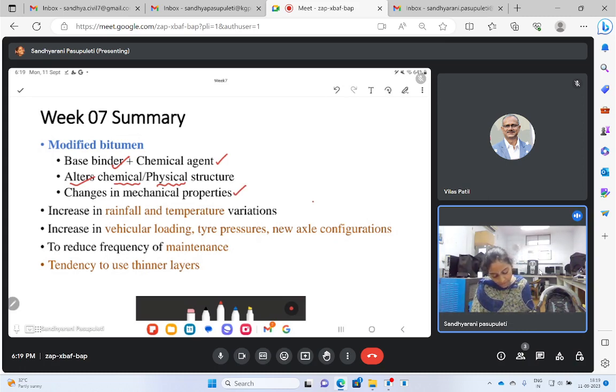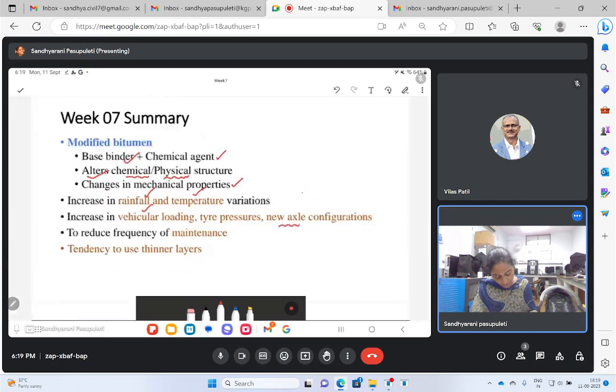Wherever the places have extreme conditions like higher rainfalls and more temperature variations. And also when we have an increase in vehicular loadings and higher tire pressures, which can cause higher stresses on the pavement surface. Wherever new axial configurations are introduced, these axial configurations would give higher stresses on the pavement surface. Thereby there is more possibility for failures, and also the need to reduce the frequency of maintenance.